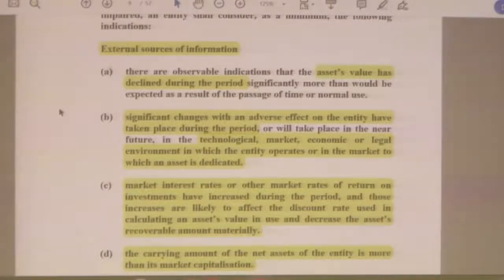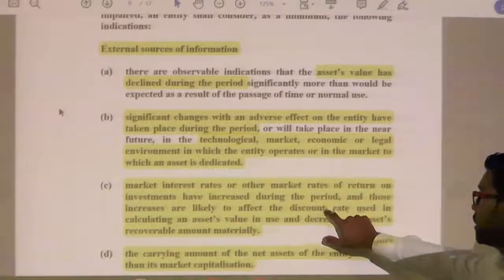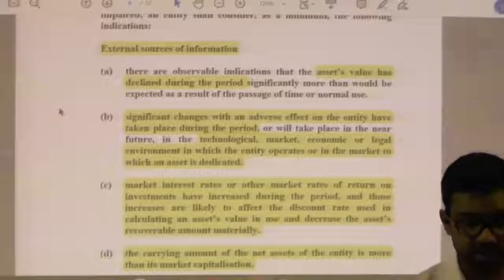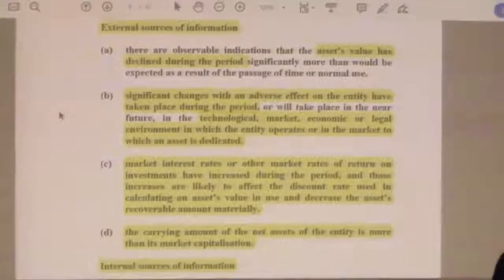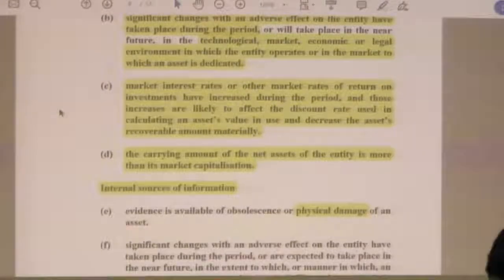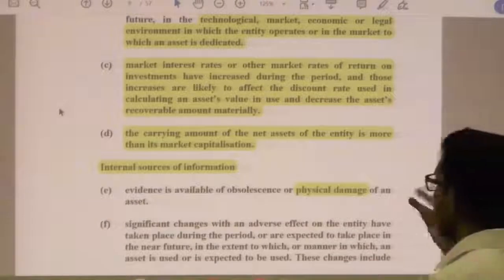That has direct impact on your present value of future cash flow. Why? It has direct impact on discount factor. So this is also one external indicator. D, the carrying amount of the assets of the entity is more than the market capitalization. So that is also indication. So these are the list of indications.